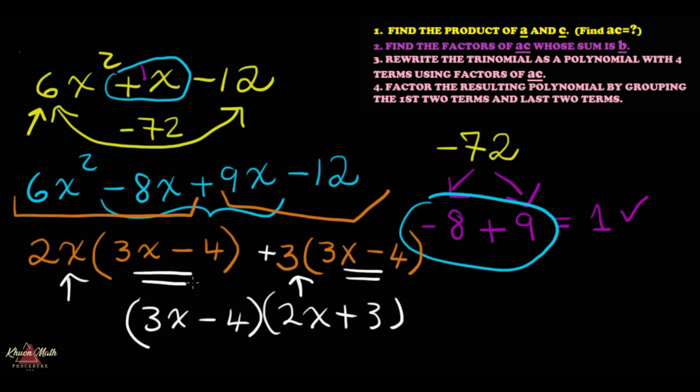Alright, so that's it. Now you can always check this by multiplying these two polynomials. If you multiply these two polynomials, if it's right, you're going to get the 6x squared plus 1x minus 12.